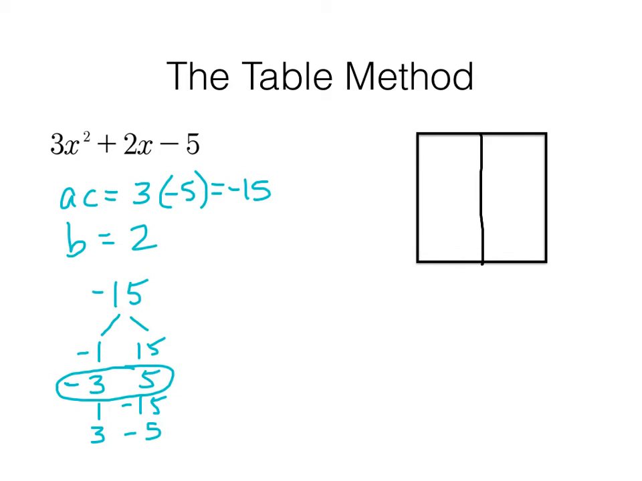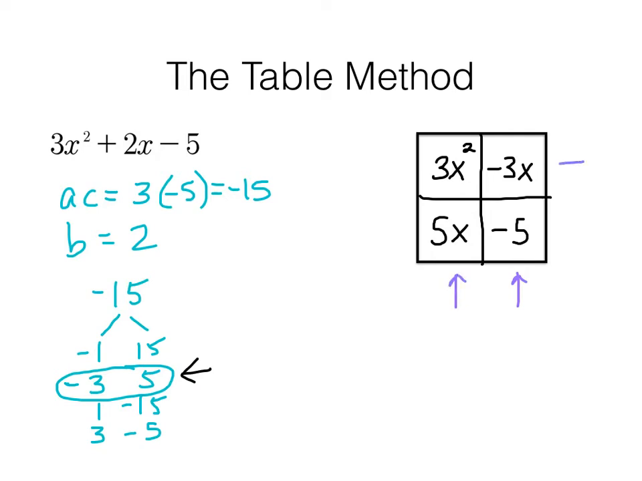Now we split apart our table, put quadratic term here, constant term here, use our two numbers to break up that middle term here. So that's going to be negative 3x and positive 5x. So now we're going to find our GCF, going straight up and going from right to left. So the GCF of 3x squared and 3x, well, they got 3 in common and they both have an x in common. So the GCF there is going to be 3x.